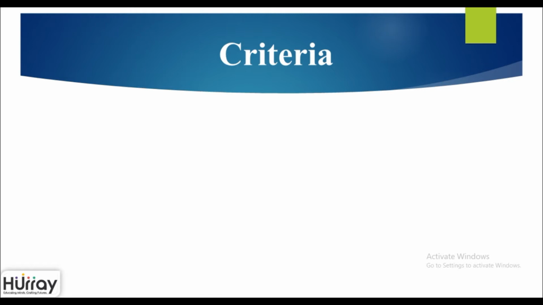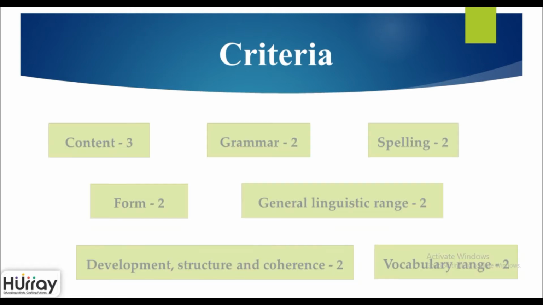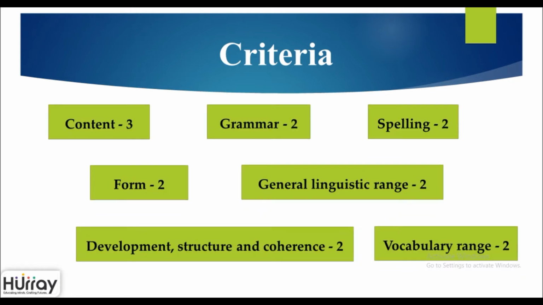But first, let us look at the most important factors that determine how well you've written. This can be summed up in the criteria. The first criteria is content. For this, you have to make sure that whatever you write is relevant to the topic given. The highest marks that you can score for this is 3.